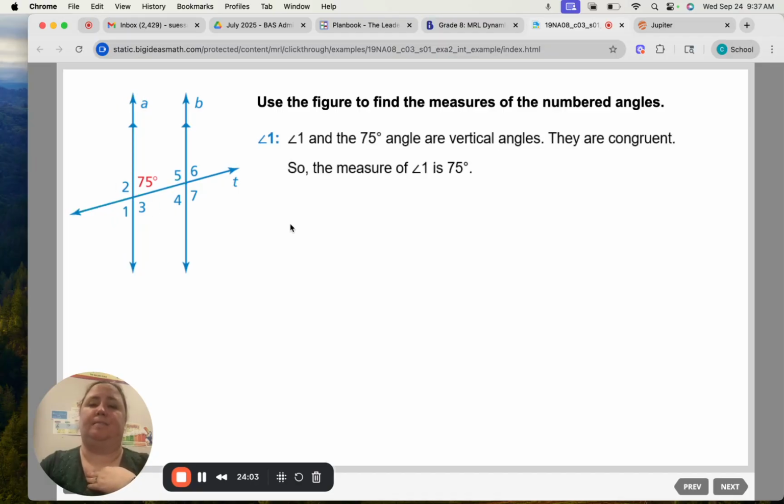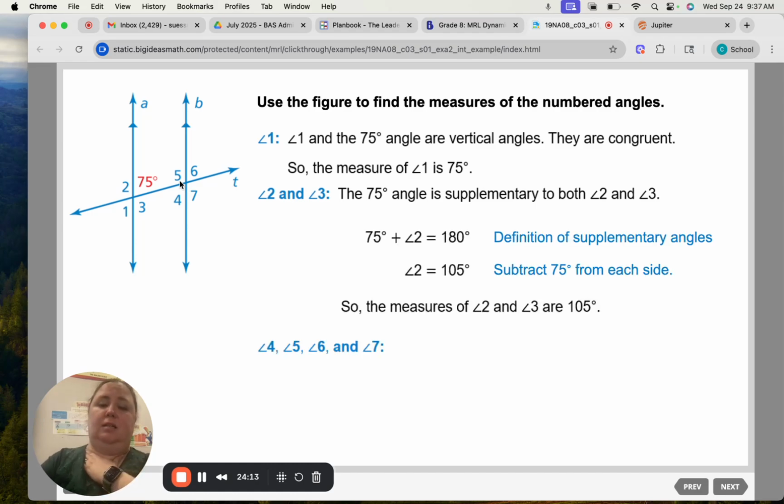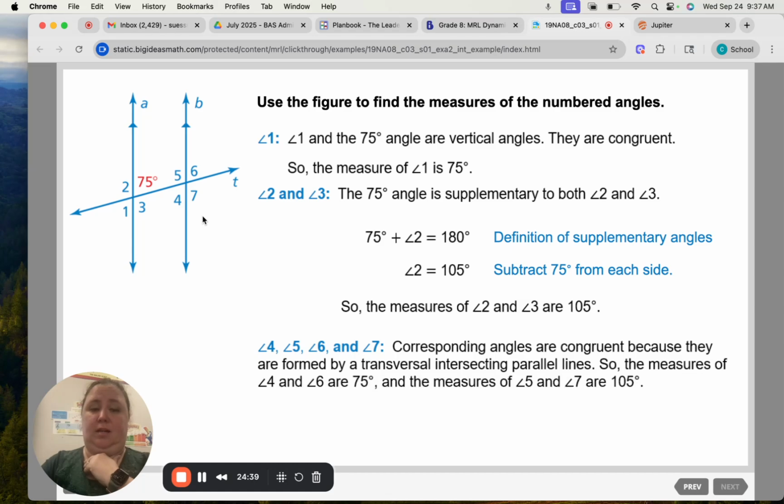Question, Lexi. Wait, sorry. Can you repeat? You said angle 5 equals also 75? No, this was 105, right? 105, because it's corresponding. See here, look how they drew these green arrows. See the 75? This angle is also corresponding to angle 6. Okay, that's what they're trying to show you. So those are corresponding. 3 and 7 are corresponding. So 3 and 7 will be the same.